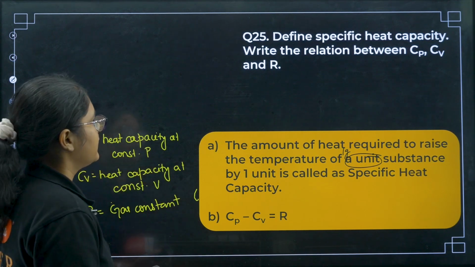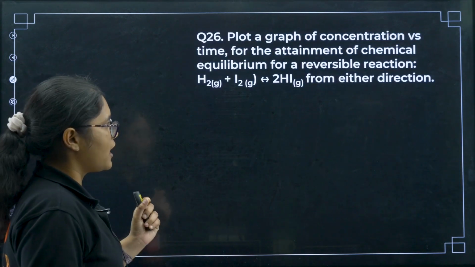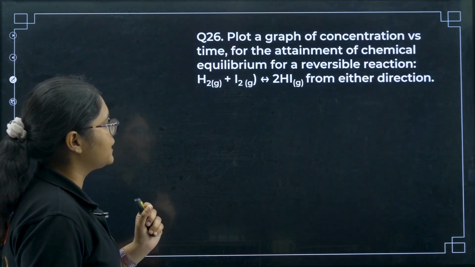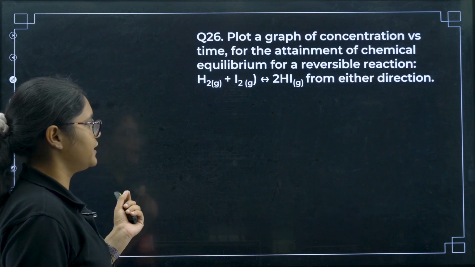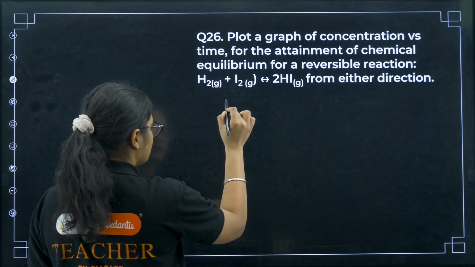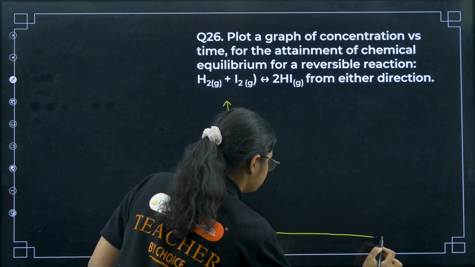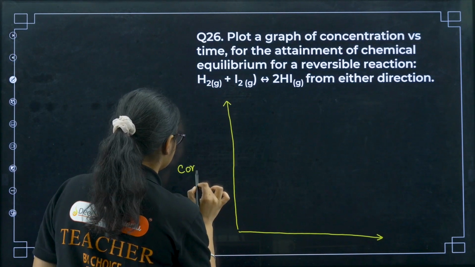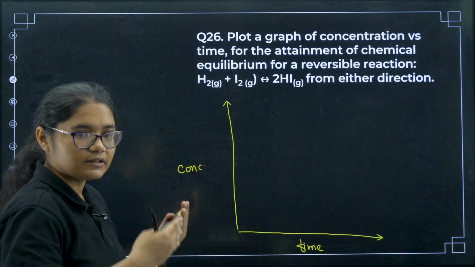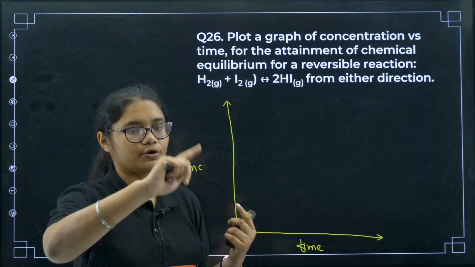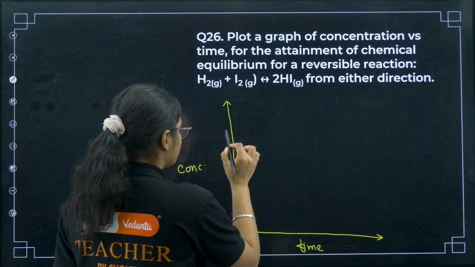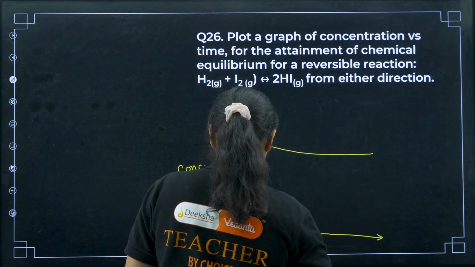Okay, next is question number 26. Plot a graph of concentration versus time for the attainment of chemical equilibrium for a reversible reaction, H2 plus I2 gives 2HI, for either direction. So you know this equilibrium reaction. This is the graph for concentration, and this side it is time. What happens with time: the reactant concentration will decrease and product concentration will increase, and at equilibrium both of them will be equal.